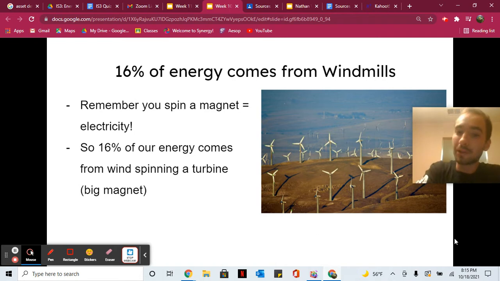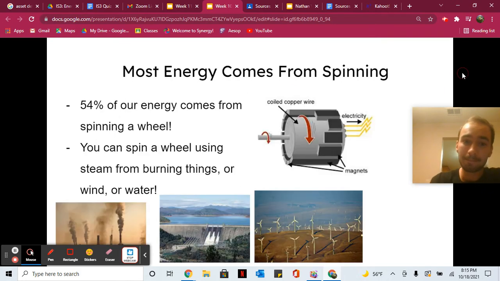16% of our energy in California comes from windmills. So you probably see these all the time, especially on big hills. 16% of energy comes from just the wind spinning a turbine. And these little blades are made to catch as much wind as possible to make it go faster. The faster these windmills go, the more electricity. Okay? You'll learn later that it's not always reliable though, because the wind isn't always blowing. So most of our energy comes from spinning a turbine.